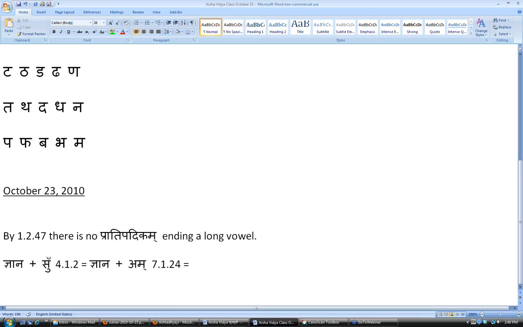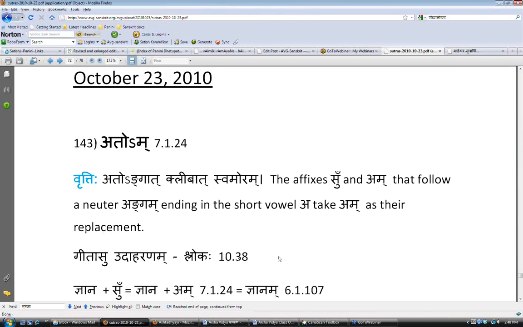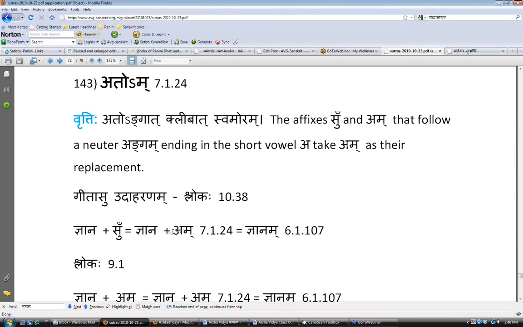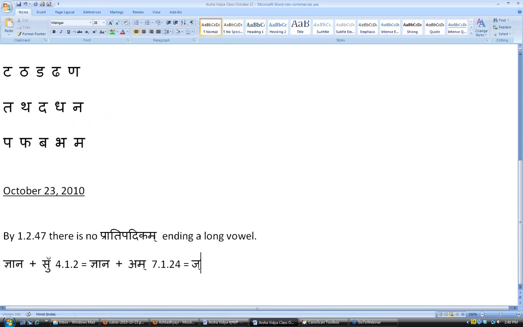That is 6.1.107. It's all in this document here. But thanks to Karthik for putting this document. So we have jnana plus am equals jnanam by 'ami purvaha', just like when we had rama plus am equals ramam, or hari plus am becoming harim, or guru plus am becoming gurum. Same thing we have here also, jnana plus am becoming jnanam by 'ami purvaha'. So kind of straightforward. So we make this jnanam.